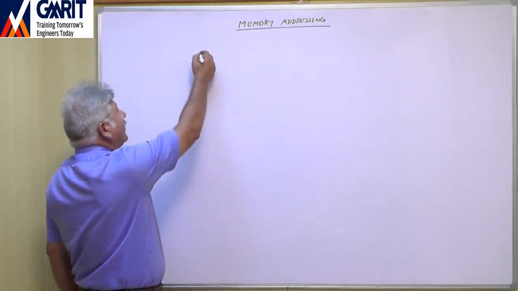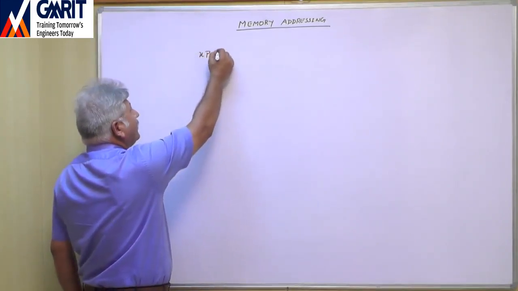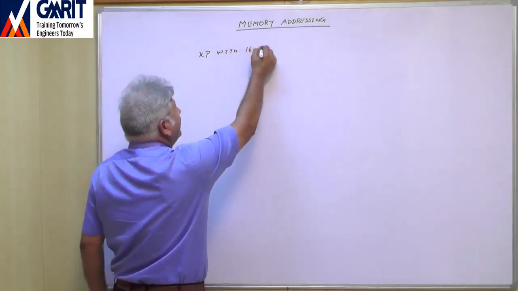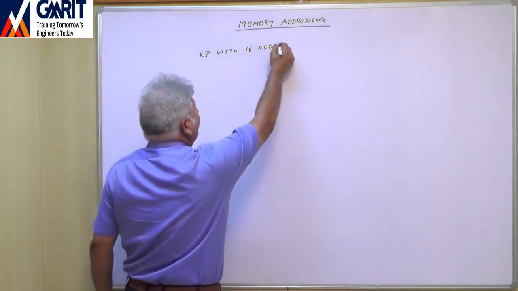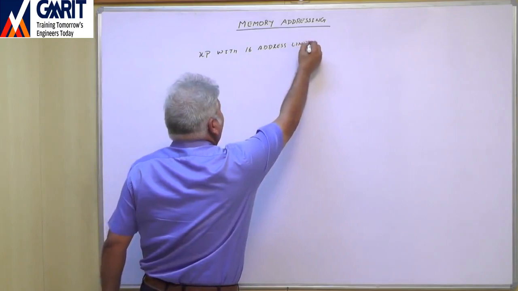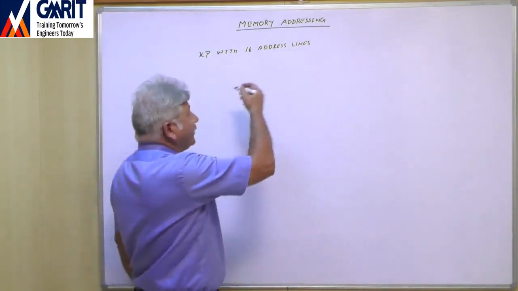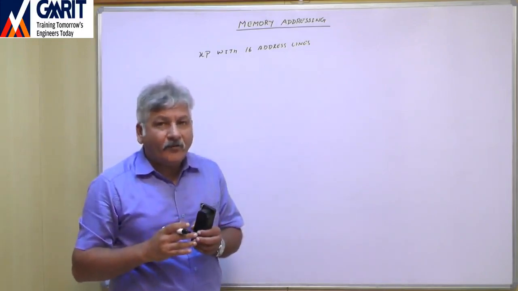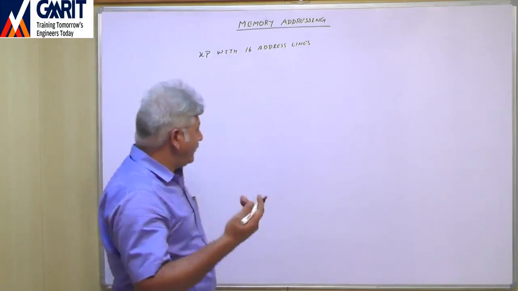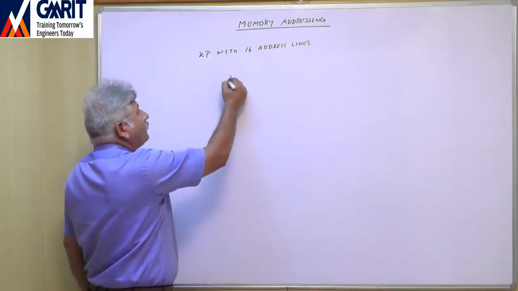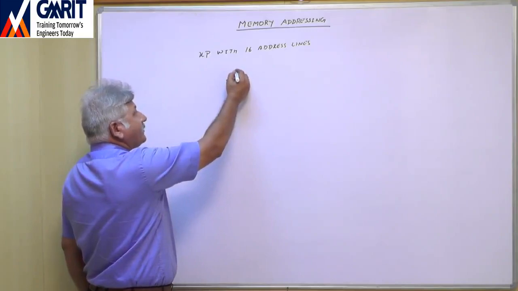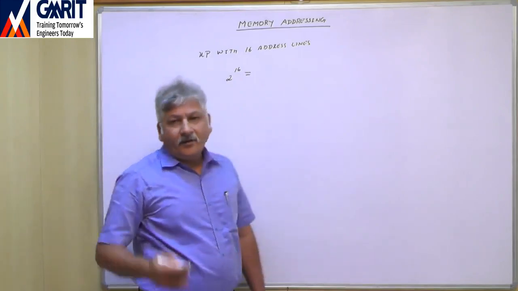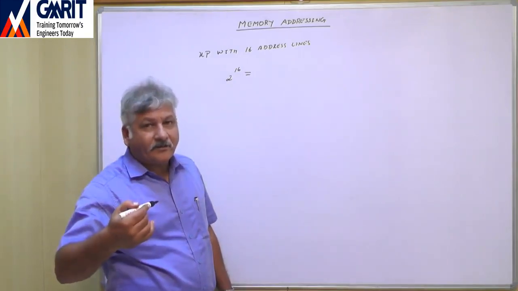Let us assume we have one microprocessor with 16 address lines. So if a microprocessor is there with 16 address lines, then how much maximum memory can we connect? For that, simply apply the formula 2 raised to the power number of address lines. So here the number of address lines is 16. In this way we can calculate the total number of maximum locations, right?